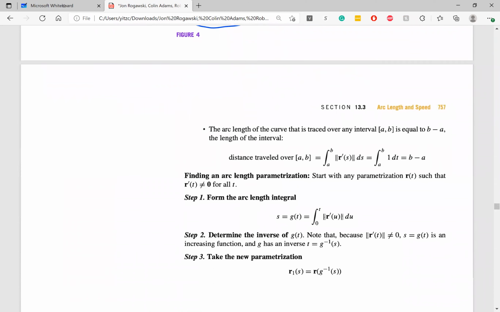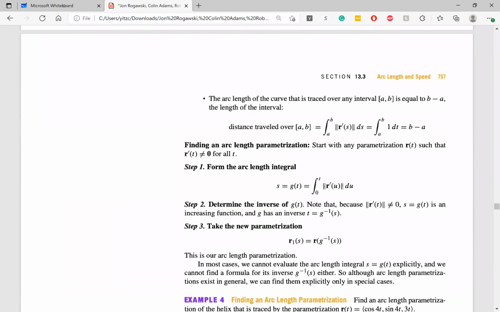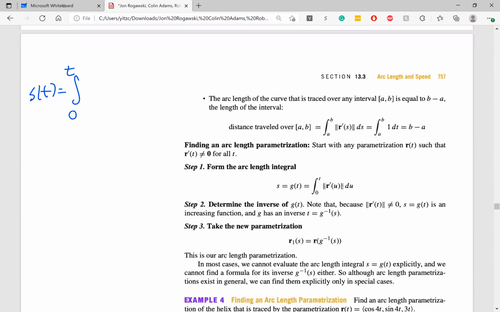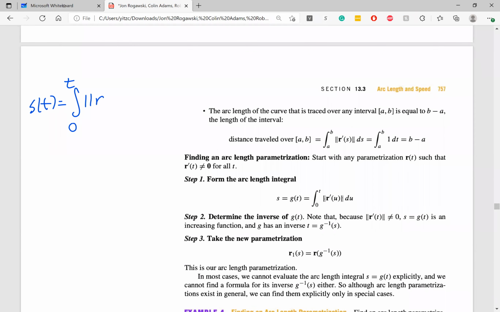So more formally, what we are going to try to do is say, okay, what is my s of t? Well, we know my s of t is this integral from 0 to t of the magnitude of r prime of u du. That's my s of t. So that's over here. And yeah, this gives you some function in terms of t. So they, for whatever reason, say k. Let's call this g of t. You can call it s of t.